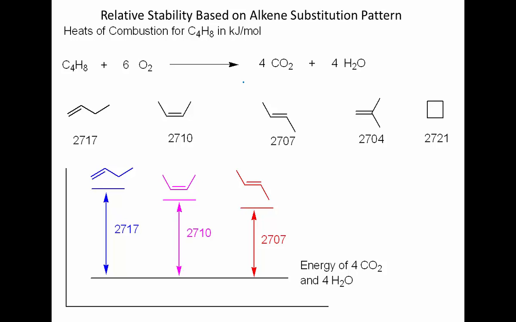All right, let's look at the effects of structure on relative stability. Okay, so we're going to compare isomeric compounds of formula C4H8. All right, so all of these react with 6 oxygens to make 4 CO2s and 4 waters. And we look at this on a potential energy diagram here.